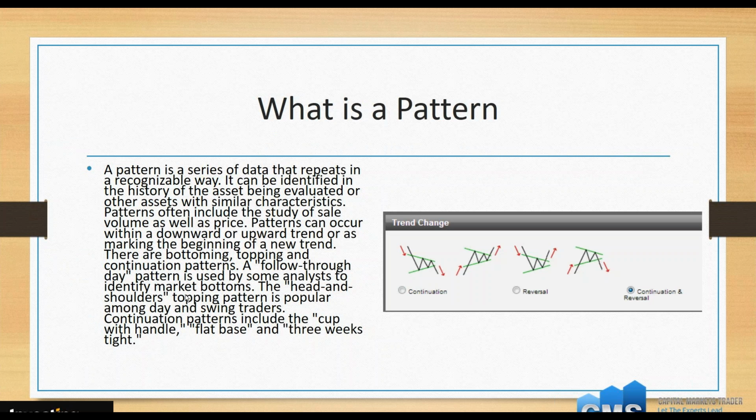Okay. Now, when a pattern forms, we need to look and see whether it's a continuation. A continuation is a breakout in the same direction of the trend. A reversal is a breakout in the opposite direction of the current trend. So if it breaks out up in a downtrend, it's a reversal. If it breaks out up in an uptrend, it is a continuation.